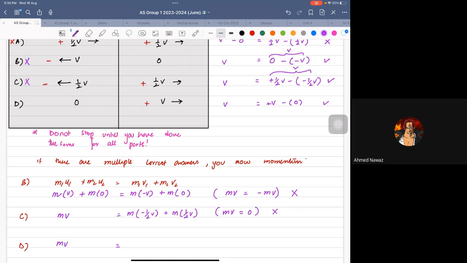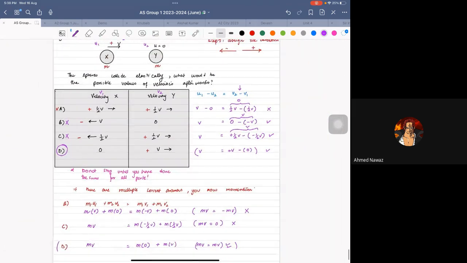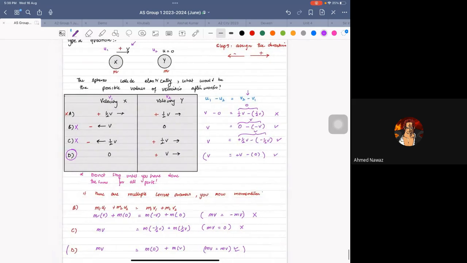D should be the answer, but let's check that as well. It's m times 0 plus m times v. So I get mv equals mv, and this is the right answer because not only does it follow this equation correctly, it also follows the law of conservation of momentum correctly. That's why I'm going to pick this answer in my MCQ. Any questions, please let me know. If you want me to explain it again, I can do that.